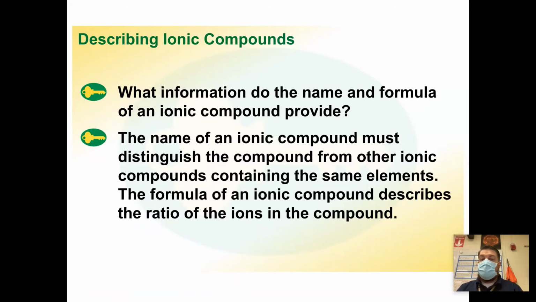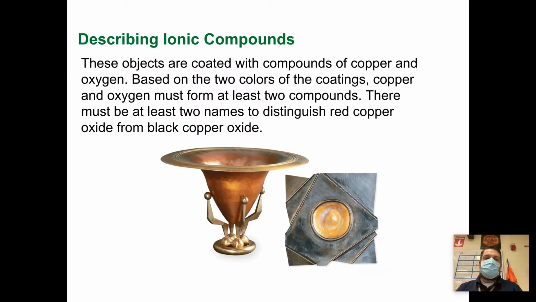Well, the name of an ionic compound must distinguish the compound from other ionic compounds containing the same elements, right? Most organic material has carbon, oxygen, hydrogen, and some other stuff. And we can't just say, oh, this is carbon, hydrogen, oxygen stuff, right? We've got to have a very specific way to represent that.